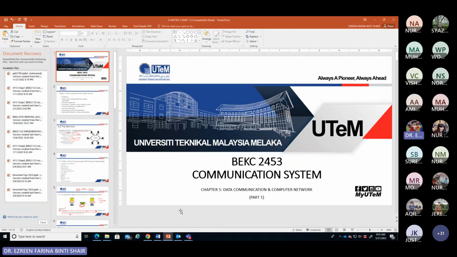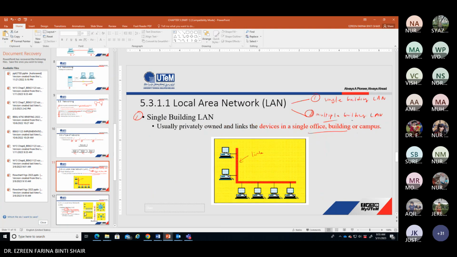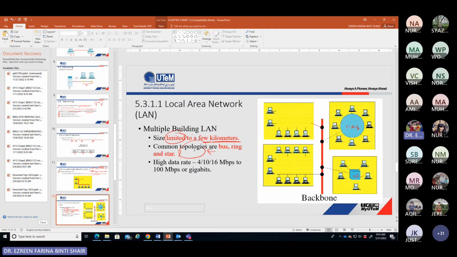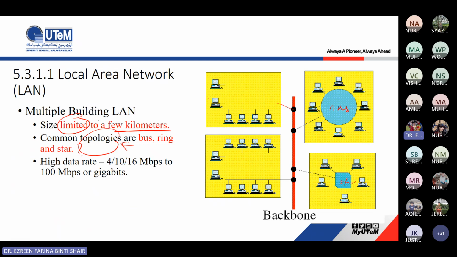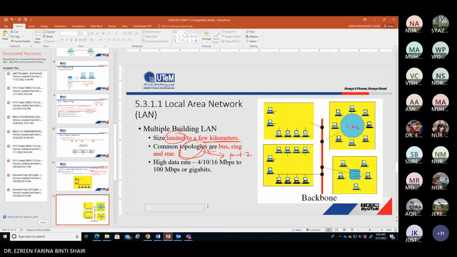For part 1 just now, in this slide, I already stated that for the multiple building line over here, you can connect different topologies. We have several types of topologies. Examples are bus topology, ring topology, and star topology. For example, this one is the ring topology and this is the star topology. This topic will be covered in chapter 5, part 2.